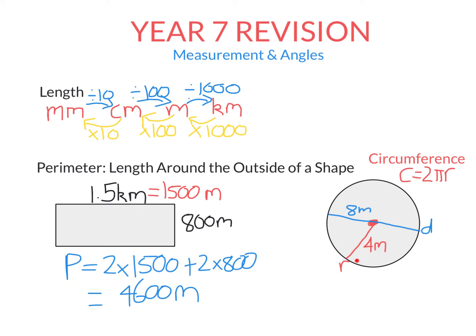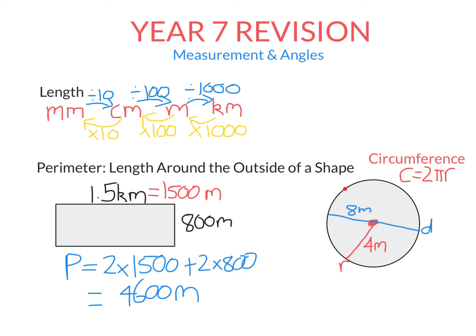We don't call the length around the outside of a circle the perimeter, we call it the circumference. The reason for the different name is technically a circle has no sides. So to calculate the circumference or area of a circle, we need to know what the diameter and radius mean. The radius is always half the diameter. The diameter is always a line from one side of the circle to the other going through the middle. The radius just goes from the circumference to the middle.